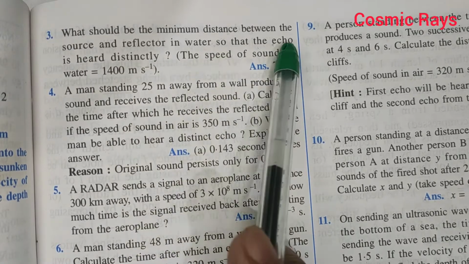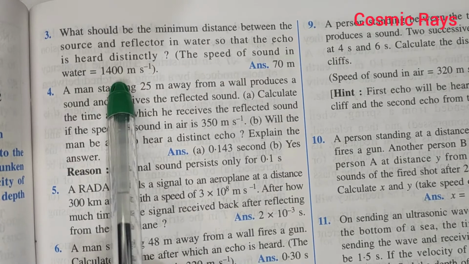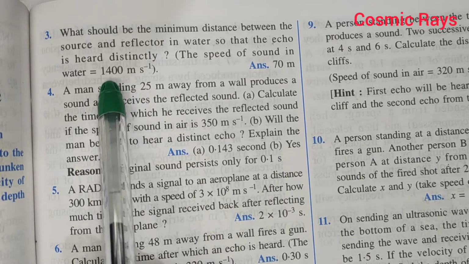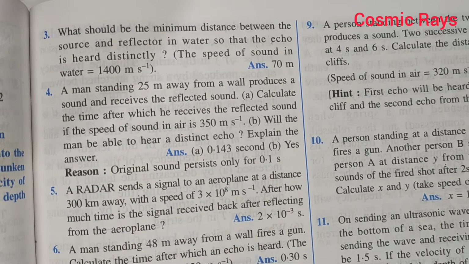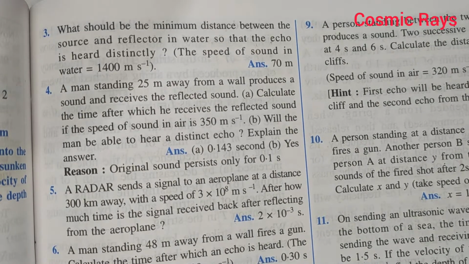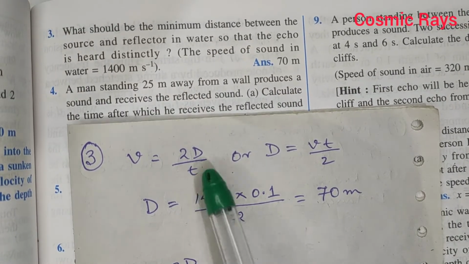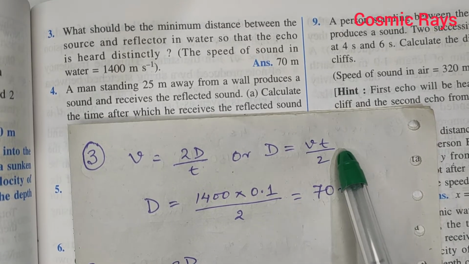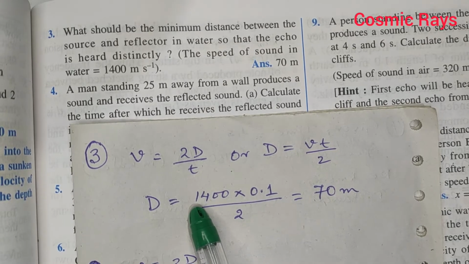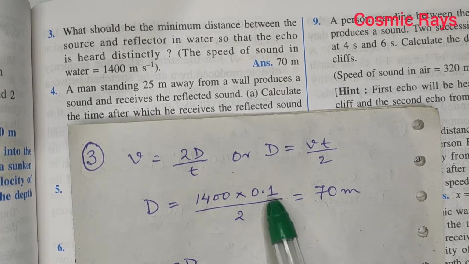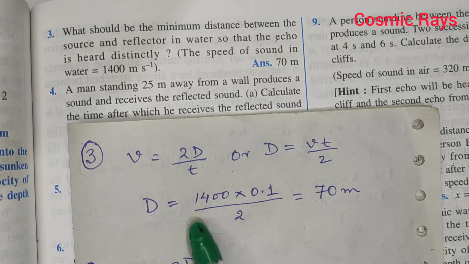Now the third question says, what should be the minimum distance between the source and the reflector in water so that the echo is heard distinctly? Now here the speed of the sound in water is not 350 but 1400 meter per second. Again, same thing as we did in question number 2. So you may see here time is 2d upon velocity, or d is equal to velocity into time divided by 2. So we simply put the value velocity, that is the speed of sound in water, 1400 multiplied by the time taken for the echo to be heard, 0.1 second, divided by 2.